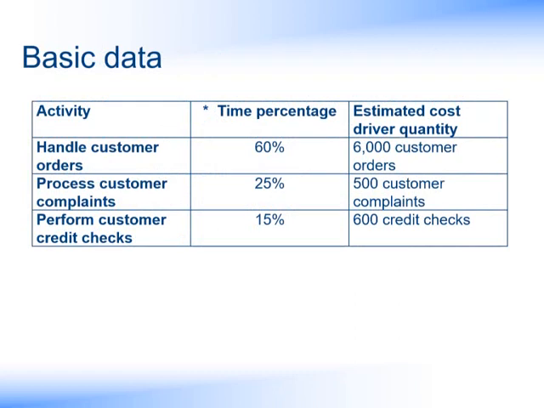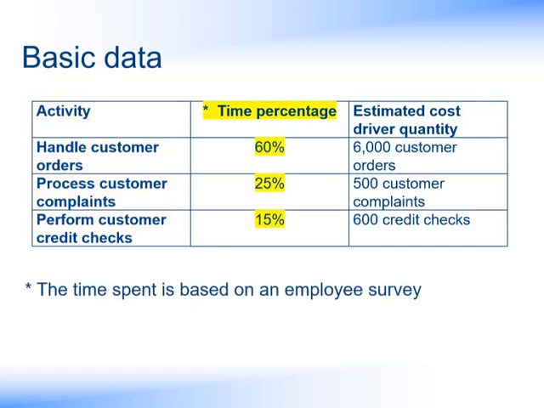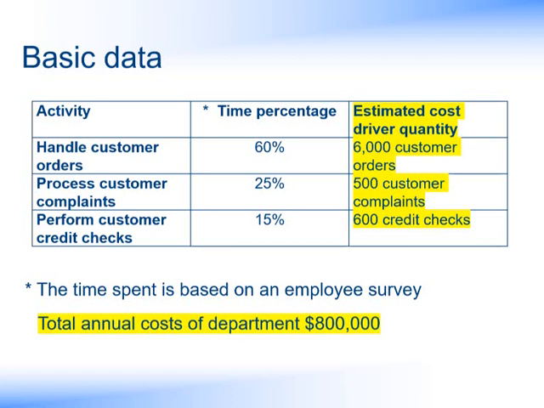We've been provided with some basic data. Firstly, we have the activities of handling customer orders, processing customer complaints, and performing customer credit checks. We've then been given information on how much time is spent by the department on each activity, and this has been gathered using an employee-based survey. Finally, we've estimated the cost drivers for each activity, so we need to know how many customer orders we are likely to process, how many customer complaints, and the volume of customer credit checks. We've also been told that the annual costs of the department are $800,000.